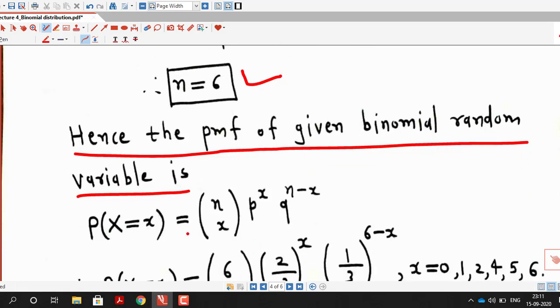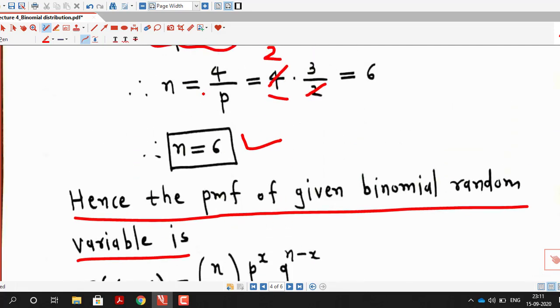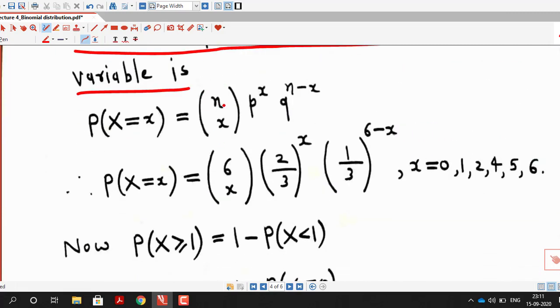So it is given by probability that X equal to small x equal to nCx p raised to x q raised to n minus x. And then we put n equal to 6 and p equal to 2 by 3. So 6Cx, p is 2 by 3 and q is 1 by 3. And here also we put n equal to 6. And the possible values of the random variable are x from 0 to 6 because n is 6.